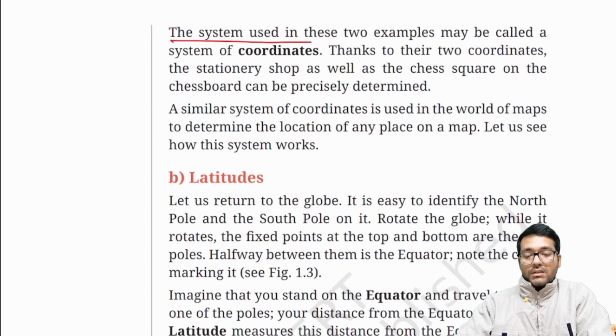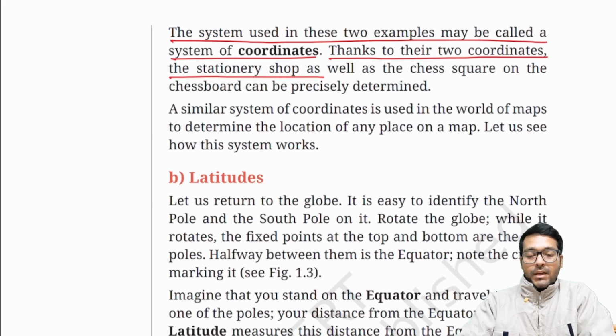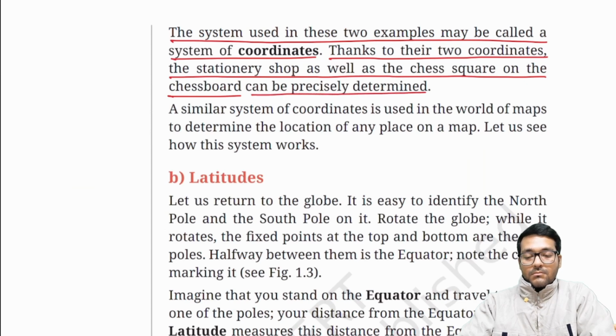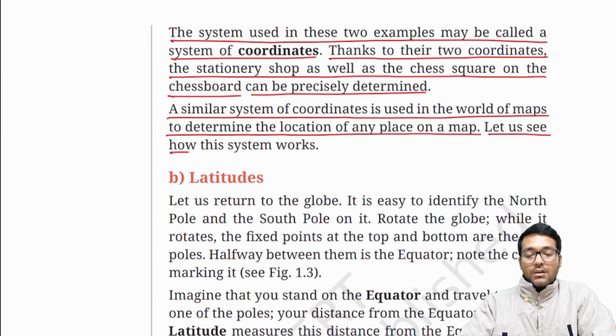The system used in these two examples may be called a system of coordinates. Thanks to their two coordinates, the stationary shop as well as the chess square on the chessboard can be precisely determined. A similar system of coordinates is used in the world of maps to determine the location of any place on a map. Let us see how this system works.